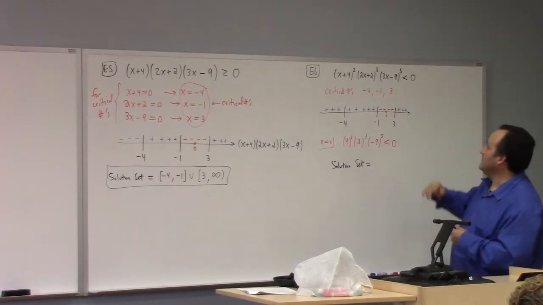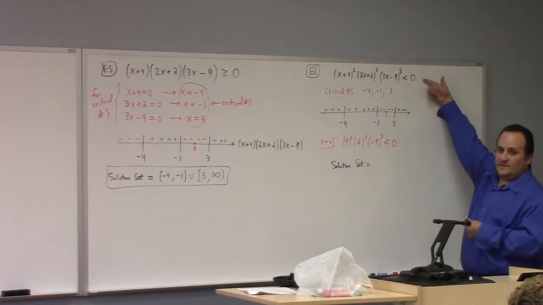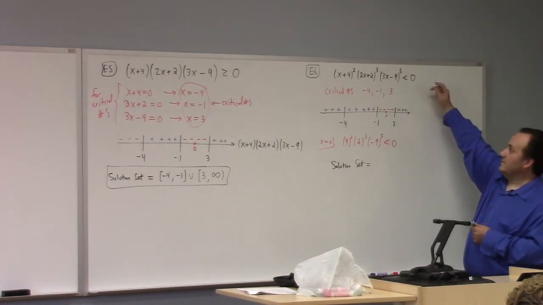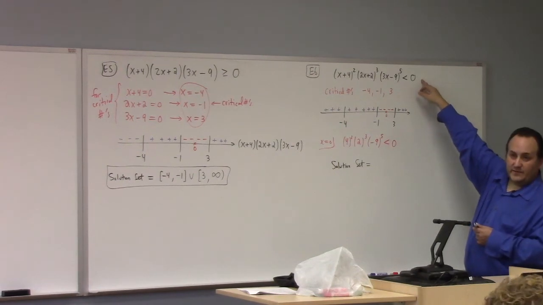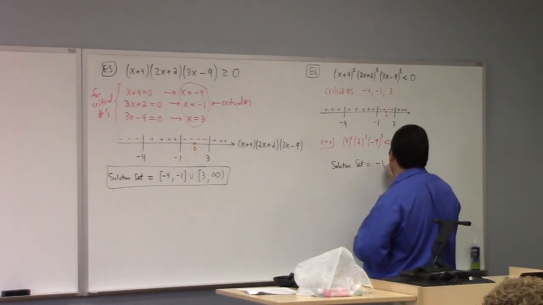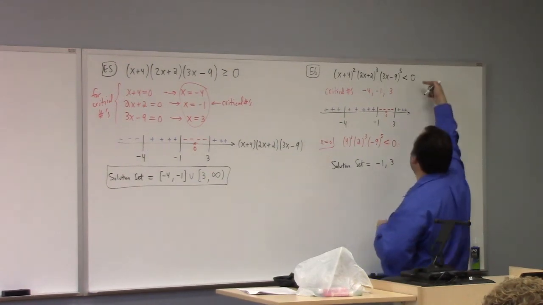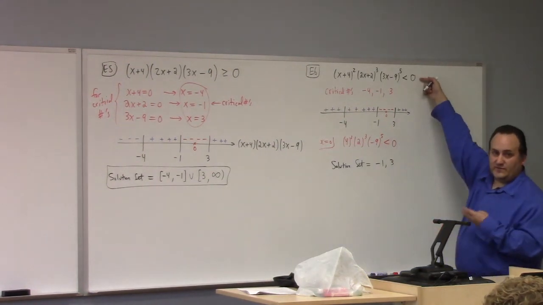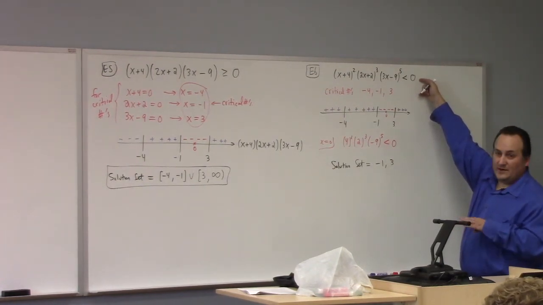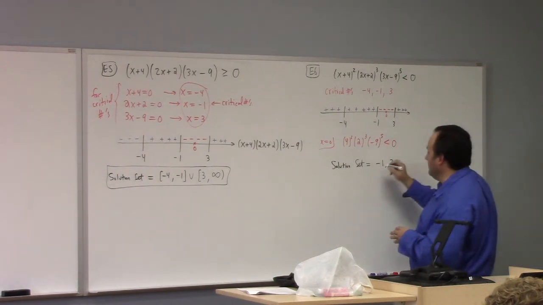Now be careful. It's a trap. I put less than 0 here. Last one I had greater than or equal to, right? So would it just be the negative 1 to 3 then? Just negative 1 to 3. And are they included or excluded? Excluded. Why is that? Because we're solving just less than. We're solving a strict inequality. We're not looking for zeros in this case, right? If I was to put equals to 0, then I would include it, but I didn't, so I don't.